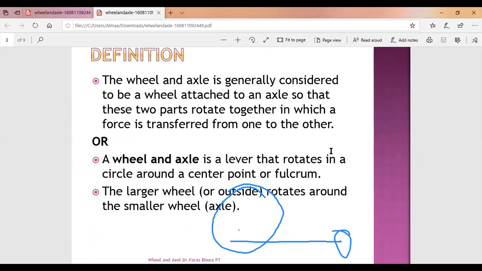So these two parts rotate together, and force is transferred. It means that when the wheel is rotating, the axle itself rotates, and this will produce what? It will produce movement, and this movement is the kind of work that we are searching for. So how can we create work from the wheel and axle? We can create work from the wheel and axle by the movement. So when the axle or wheel is moving, this will produce movement.